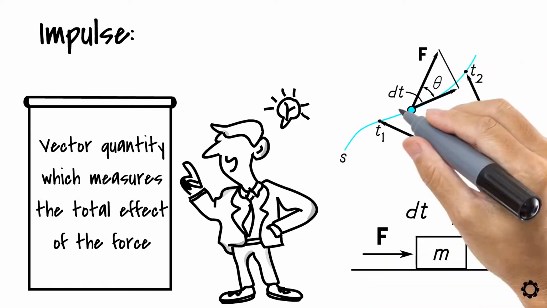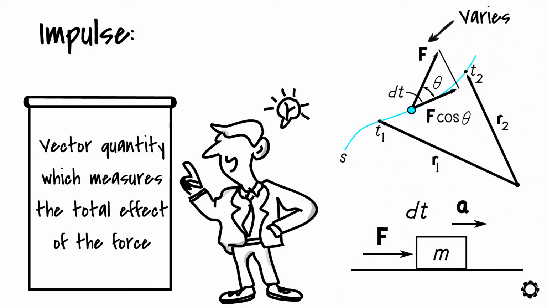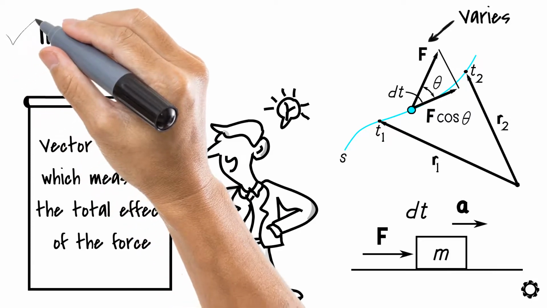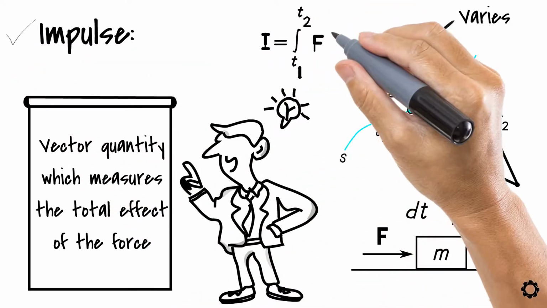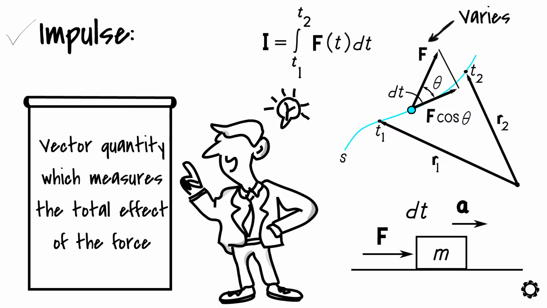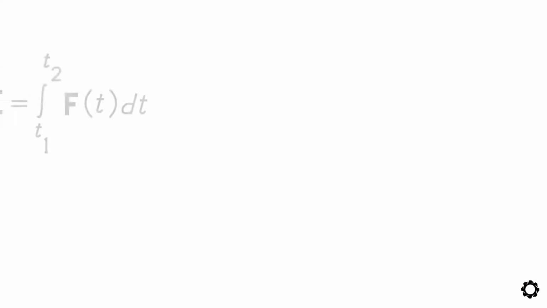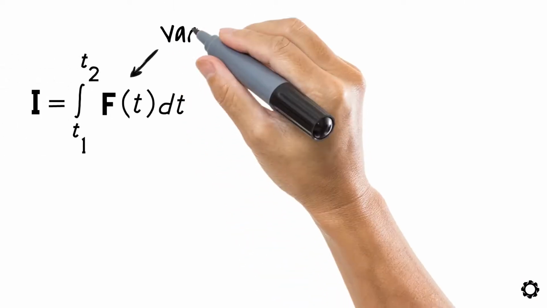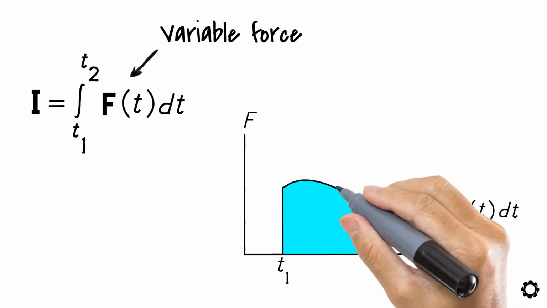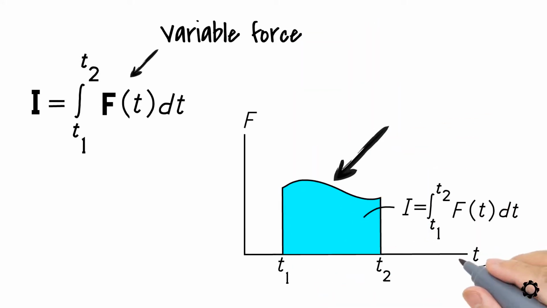If the magnitude of the applied force varies, then we have to determine the magnitude of the impulse by means of integration, as was previously explained. We can also represent this magnitude of the impulse caused by the variable force as a shaded area under the curve of force, that is, function of time, as is shown here.